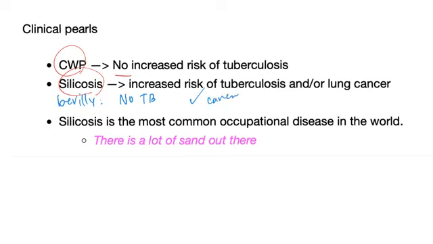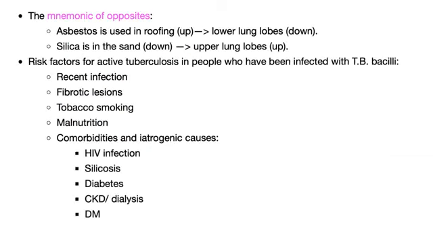Silicosis is the most common occupational disease in the whole world. There is a lot of sand and rocks out there, man. So everything in life has pros and cons, even silicon dioxide. The mnemonic of opposite, as you know, asbestos is used for roofing, so it goes to the lower lobes. Silica is the opposite. Silica is in the sand, so it affects the upper lobes of the lung.